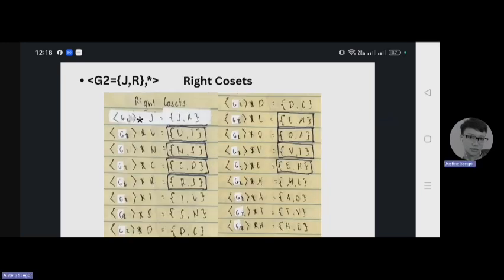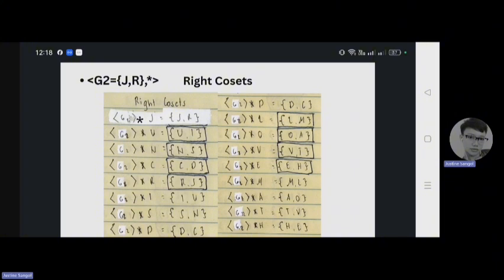Now the right cosets. Unlike the left coset, where the element is always on the left, in right cosets the element is always on the right, and the subgroup that is being operated is always on the left. So let's start to operate.